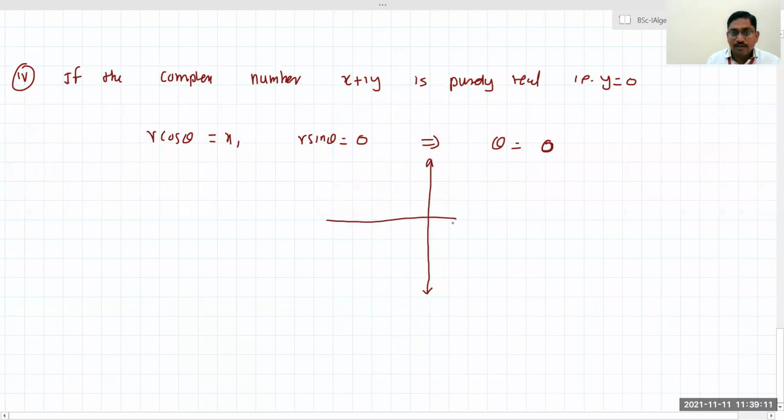Purely real means the imaginary part is 0, so the number may be here. If the number is here, then the angle with the x-axis is 0. But if the number is negative, that means here, then the angle is pi. So you should write 0 or pi. It depends on whether x is positive, then theta is 0, and if x is negative, then theta is pi. When the imaginary part is 0, it is a purely real number.